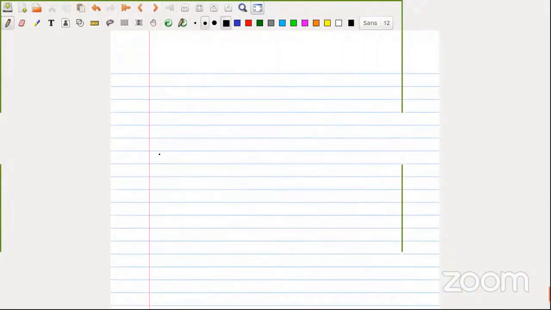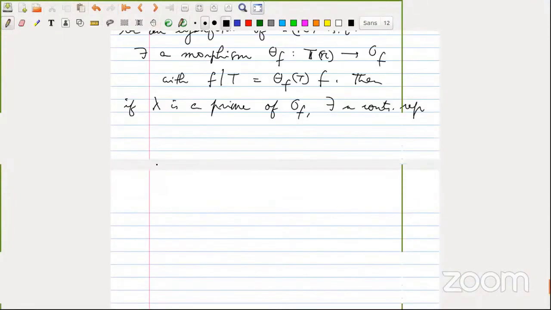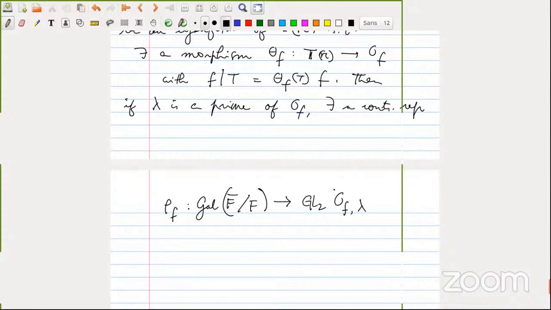There's a continuous representation from where to where? Rho f from the Galois group of F bar over F to GL2 of this number field O_F, but completed at this prime lambda.